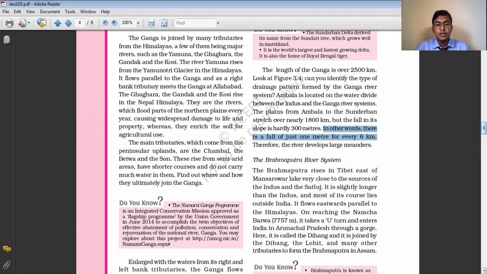Not only this, but many industries have also been set up along the banks of the river Ganga. These industries discharge their waste materials into the Ganga river, and it causes pollution of the river.